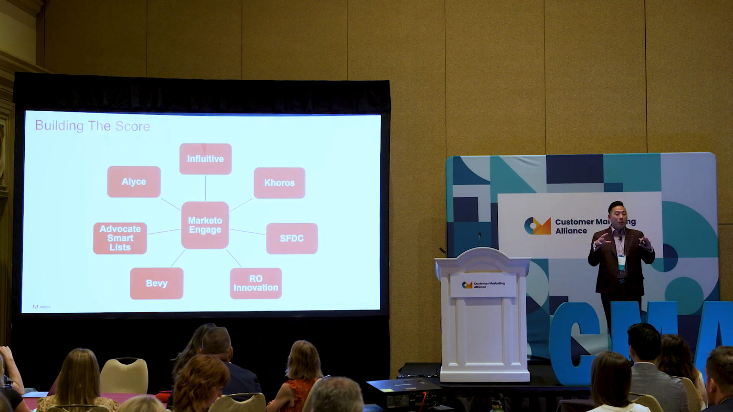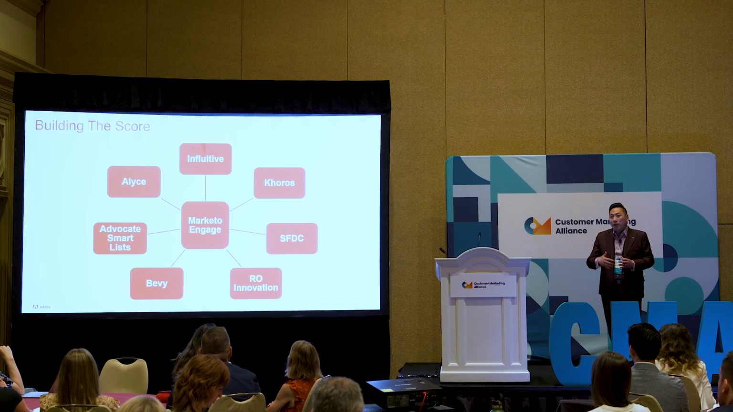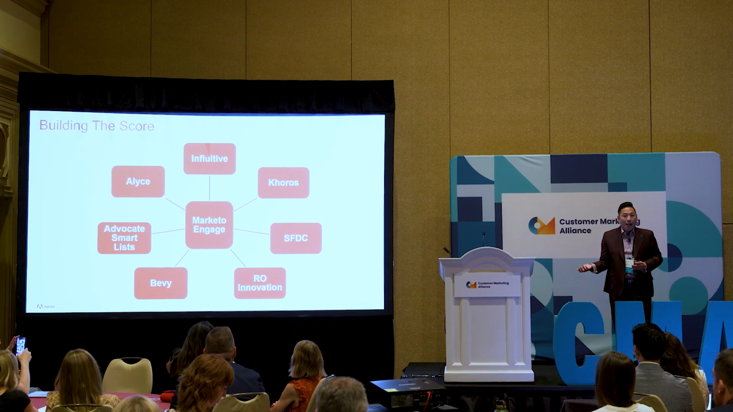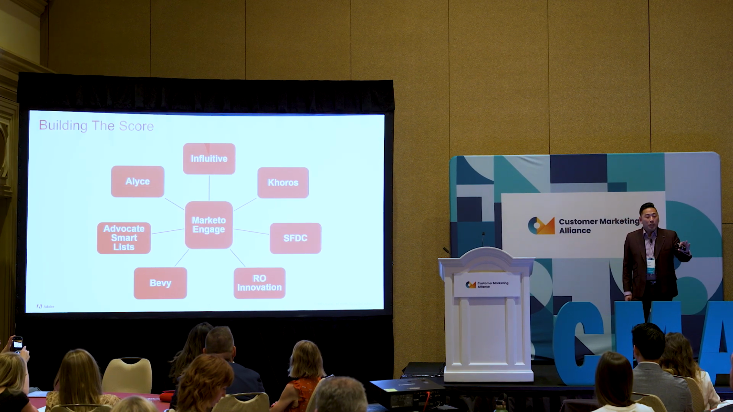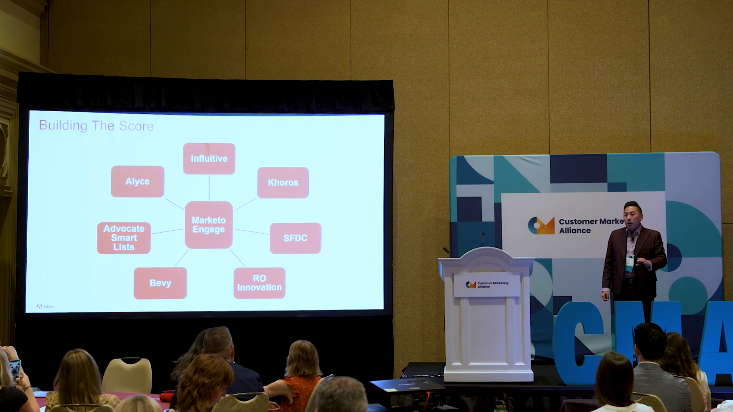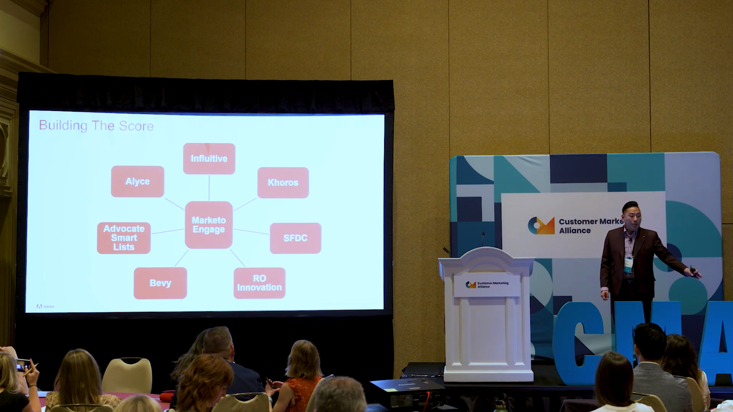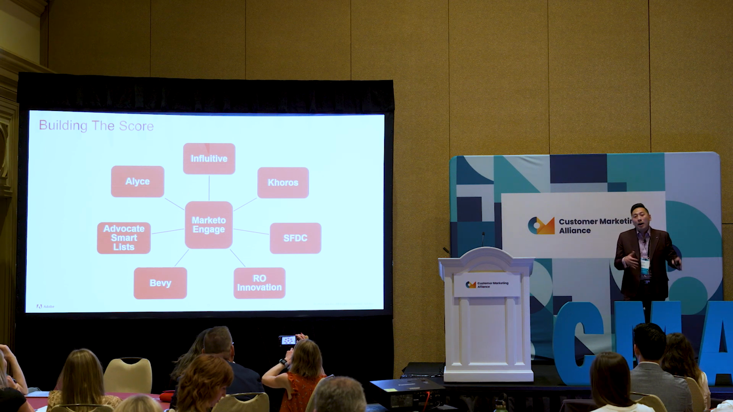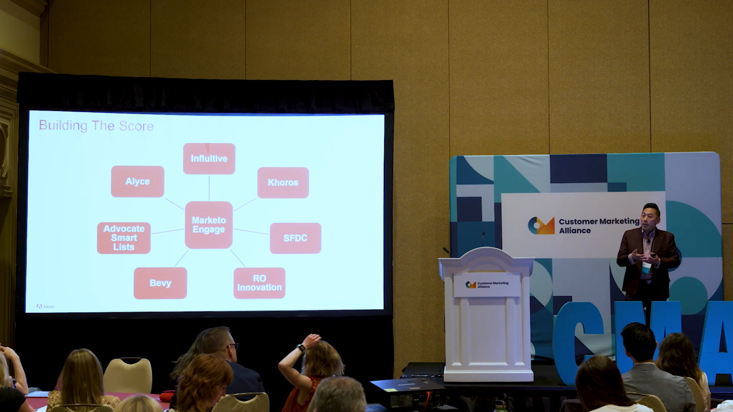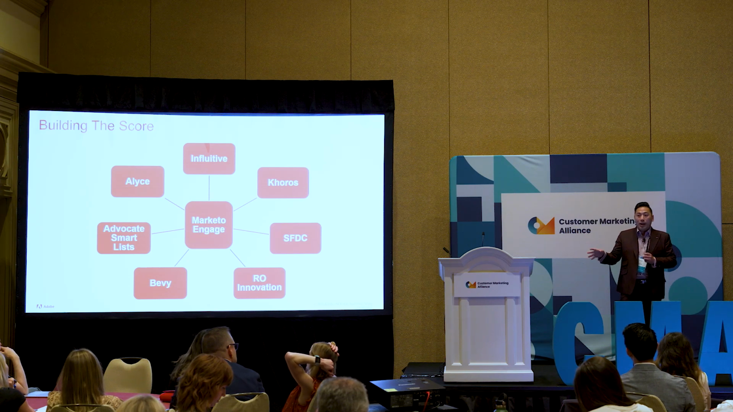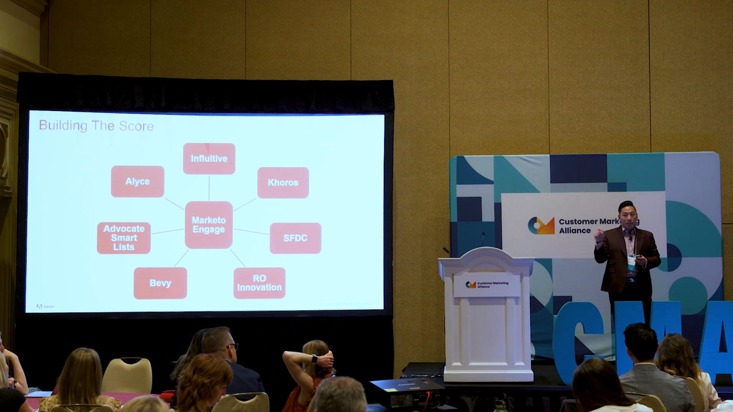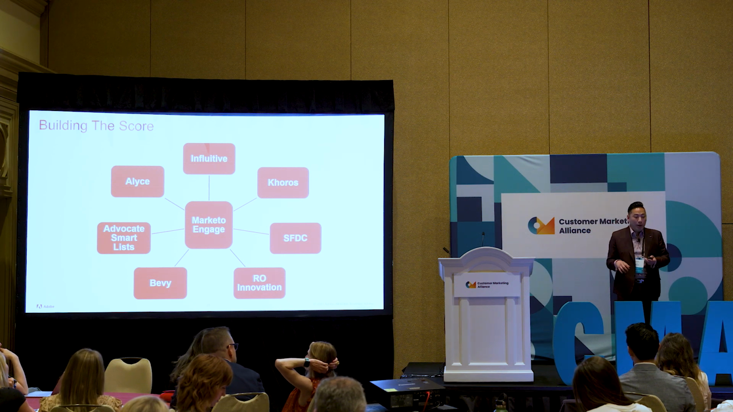So, building out the score. I mentioned that Marketo is the backbone of how we've accomplished this, but you could use any other marketing automation solution, maybe HubSpot, maybe Eloqua. What we've done is take each of these different MarTech solutions and touch points, everything from Khoros, Salesforce, RO Innovation, Bevy. Some of it doesn't exist on a specific platform, so we have Advocate Smart Lists. We pipe that all into Marketo, and then push it out to Power BI. You could use Tableau, it doesn't really matter. This is the simplified version of how we do it.